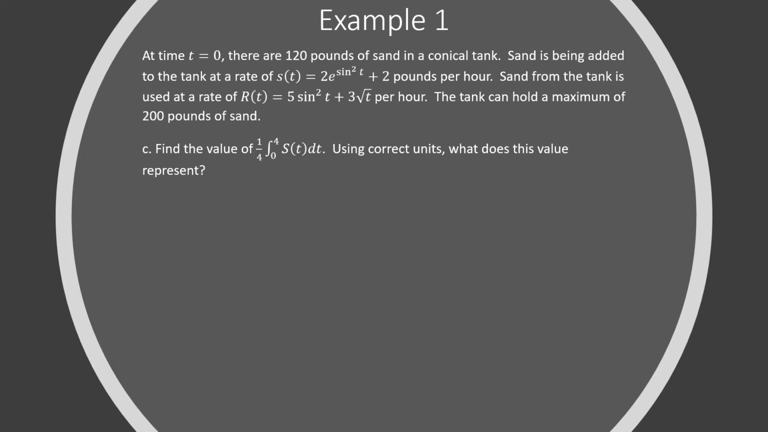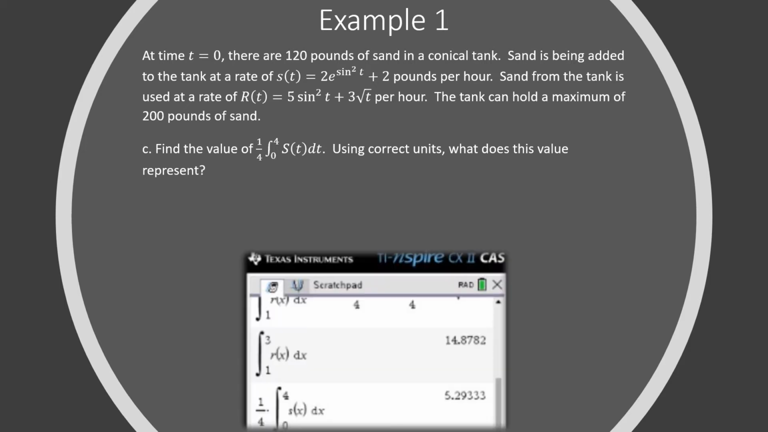All right, so part C says find the value of 1/4 times the integral from 0 to 4 of S of t dt. Using correct units, what does this value represent? So again, I'm doing very similar to what I've been doing. I'm simply plugging it into my calculator because I have it stored. I have S of t and r of t stored. It makes this problem a lot easier. So I'm going to do in my calculator 1/4 times the integral from 0 to 4 of S of x dx, or S of t dt.